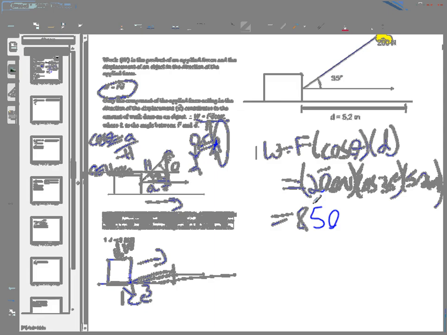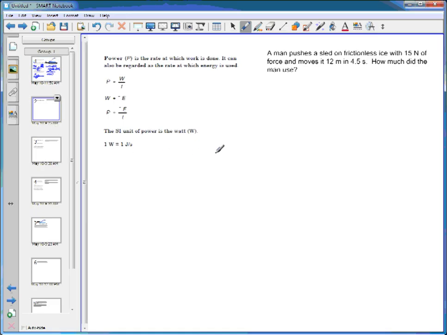Okay, let's look at the next concept. Next concept is power. Power is the rate at which work is done. It can also be regarded as the rate at which energy is used. So power is equal to work over time, a rate at which work is done.